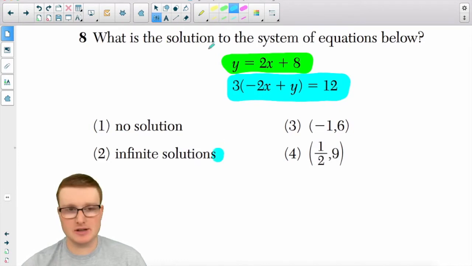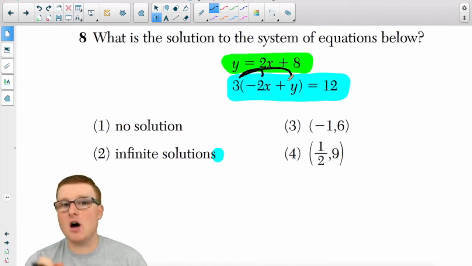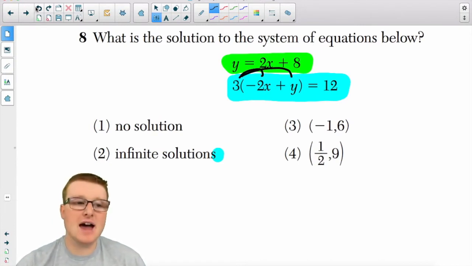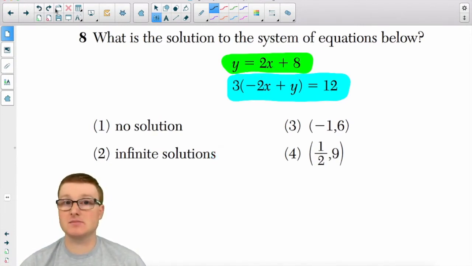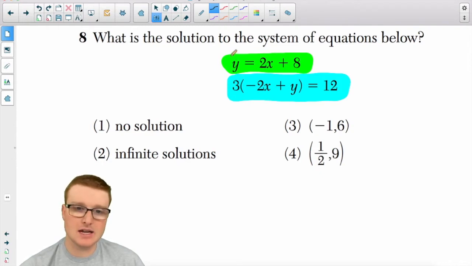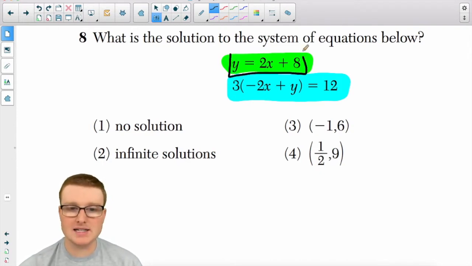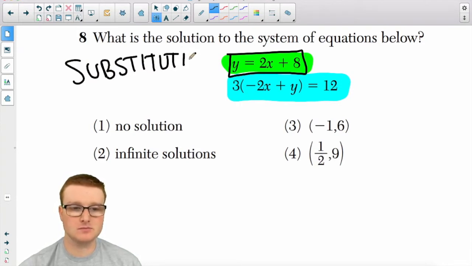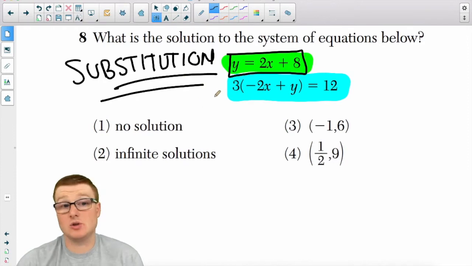There's two ways that you could do this. Either you could distribute that 3 in, cancel out one of the terms, like x or y, and then solve from there. But that, honestly, is not the best way to do this problem. Look at this. They tell you what y is equal to. Use what's called substitution.